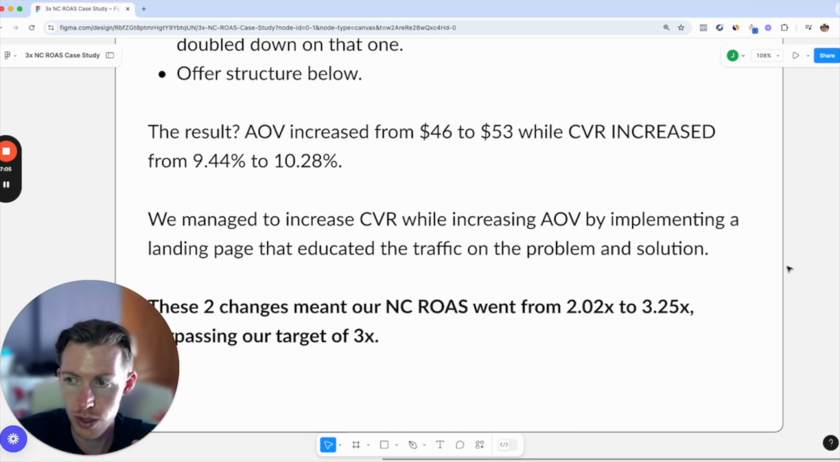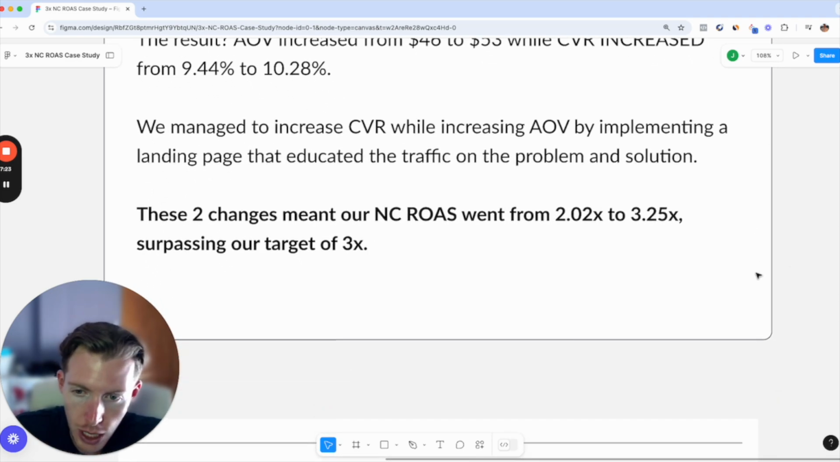So there was a lot of congruency, and it just meant that rather than sending them to a generic product page, we were able to reinforce the reasoning as to why they should buy this product by creating a landing page that was congruent to the ad experience that they were going through, okay? And these 2 changes meant that our NC ROAS went from 2.02x to 3.25x, surpassing our target of 3x, right? So we weren't only able to hit 3x, but quite above it.